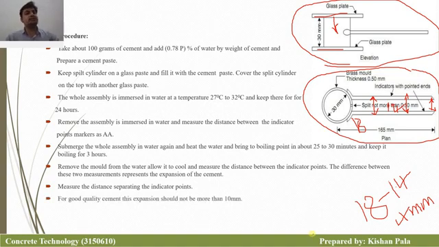For good quality cement, the expansion should not be more than 10 mm. Remember that, your cement should not expand more than 10 mm. Clear? So if you are getting more than 10 mm, it means this cement will expand, and now you have to change this cement mass. Your reading should be less than 10 mm.